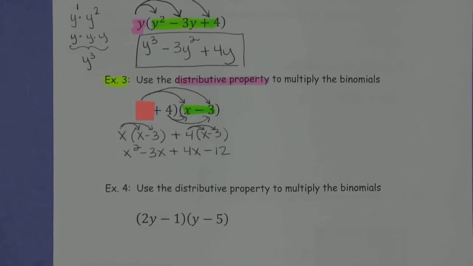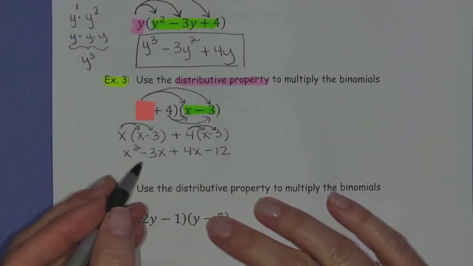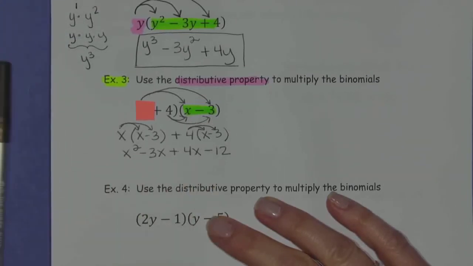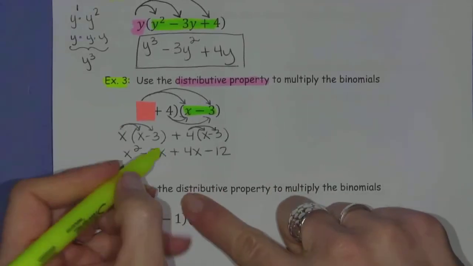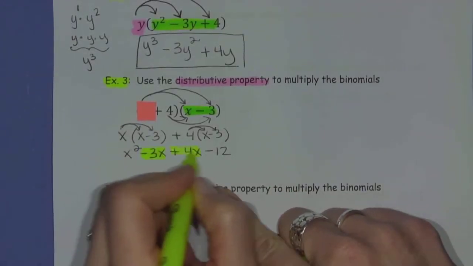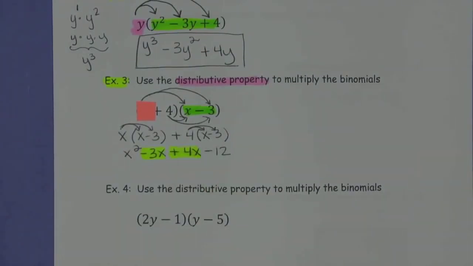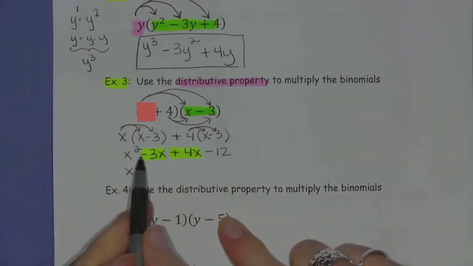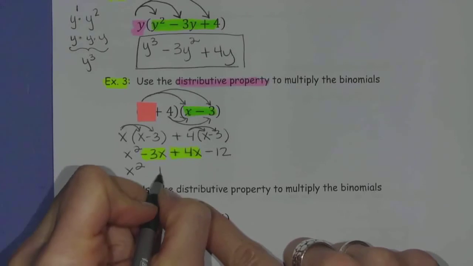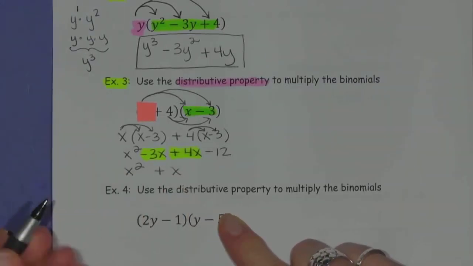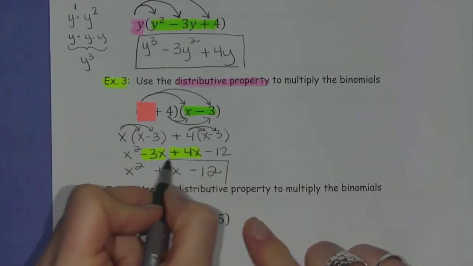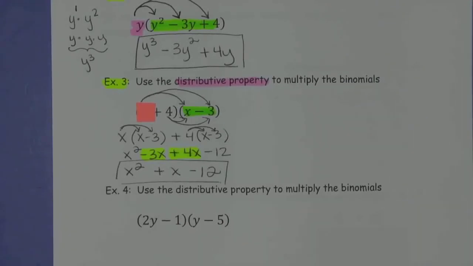Now the last part of this process is to look at what we've got remaining and combine any like terms we may have. So if you look at this, I've got like terms. I've got this negative 3x and this positive 4x, so we will combine those. The x squared stands alone, so I'll just bring it down. Negative 3x plus 4x is a positive 1x, or just an x. And then the negative 12 stands alone, so I'll bring that down. And you have just multiplied together two binomials. That's how easy it is.